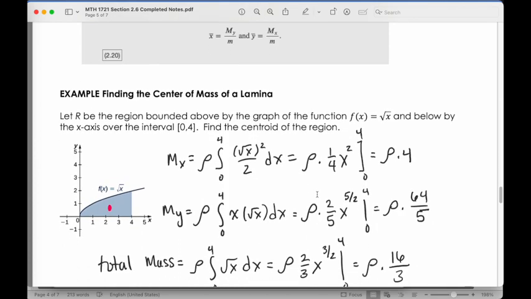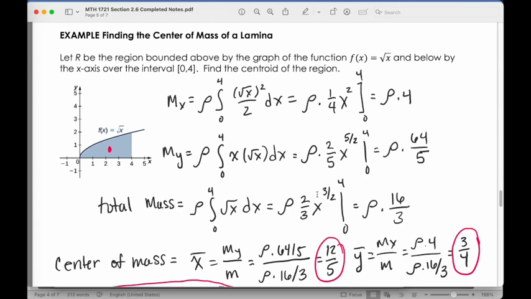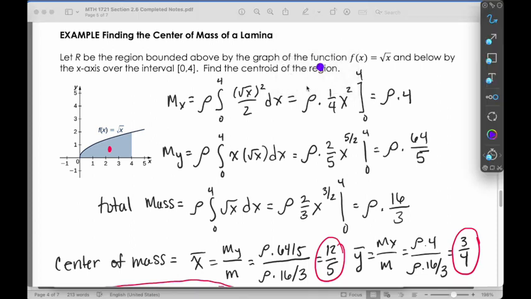All right, so let's look at our example. So it says R is going to be the region bounded above by the graph of the square root of x and below by the x-axis over the interval from 0 to 4. And we want to find the centroid of the region. So we need to find our Mx and our My and then our total mass. These are the three things we need to find.